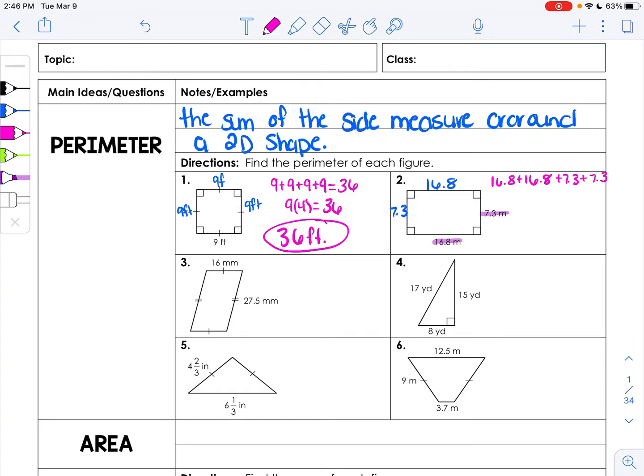Or a shorter way we could write it is 2 times 16.8, so instead of writing 16.8 plus 16.8, plus 2 times 7.3. Either way, we get a perimeter of 48.2 meters. Make sure you include that unit of measure. Go ahead and highlight numbers 3 through 6. And don't forget, for every shape, you have to add all of the sides, not just the sides that are labeled.